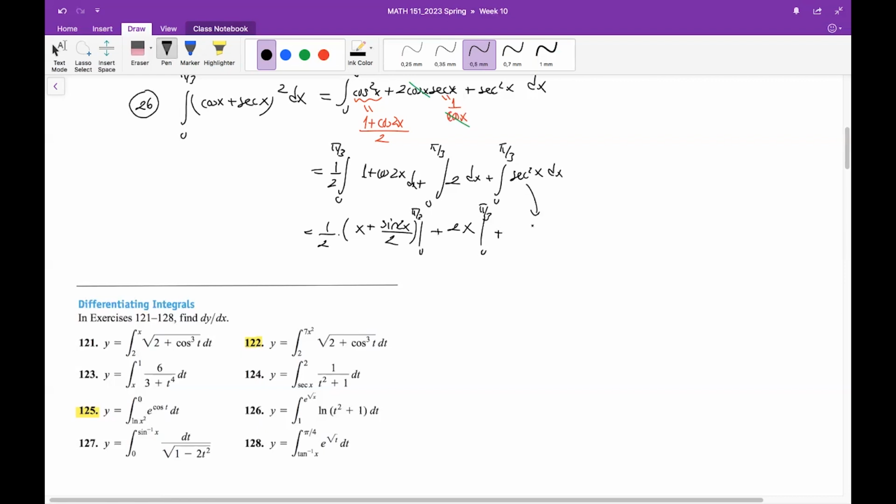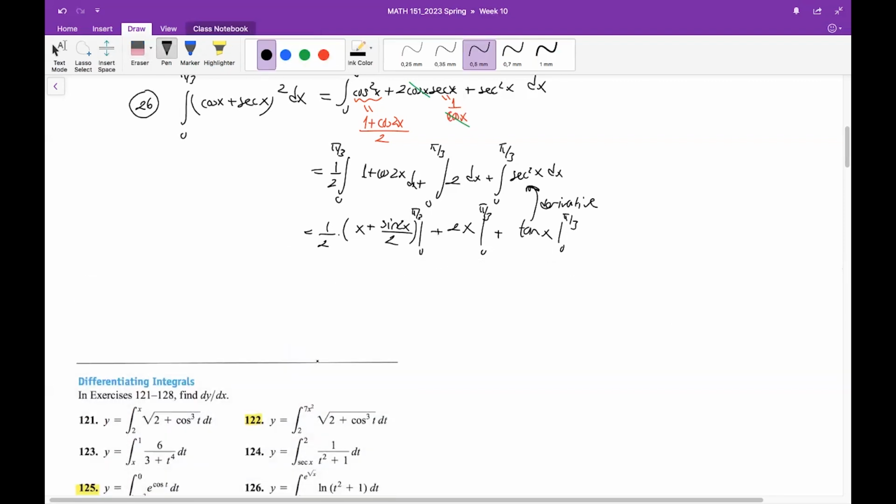And now tell me a function whose derivative is secant square x. Do you know such a function? There is a function whose derivative is secant square x. So that trigonometric function is tangent x. So the evaluations are all from 0 to pi over 3.